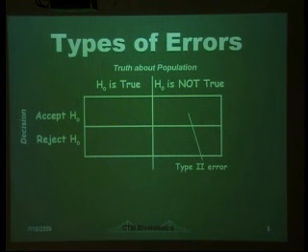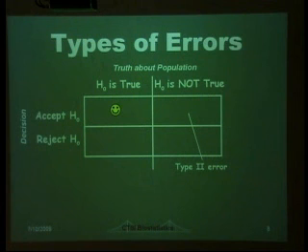And you can think about the types of mistakes that you make in terms of this kind of a table. And you may have seen this kind of a table before. There's a truth about the population. The null hypothesis could be either true or it could be false. And then there's some kind of decision that you make about that hypothesis. You might accept the null hypothesis or reject the null hypothesis.